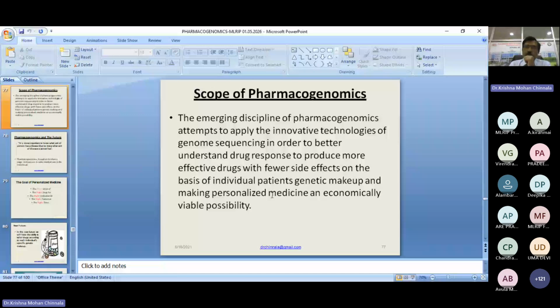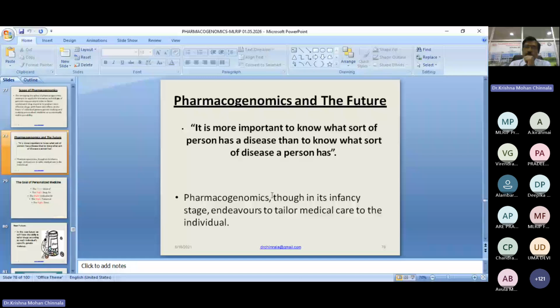In pharmacogenomics and the future, it is more important to know what sort of person has a disease than to know what sort of disease a person has. Initially, we discussed this. And pharmacogenomics, though in its infancy stage, endeavors to tailor medical care to the individual.